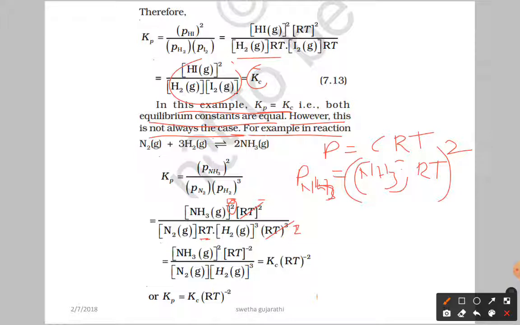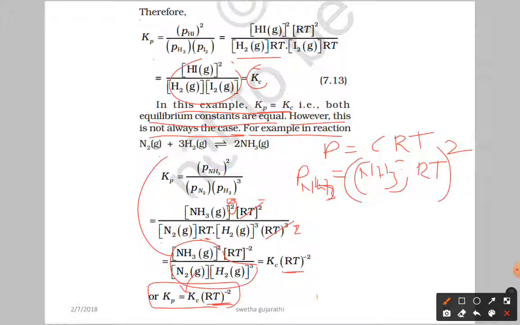In the denominator we have, so if it goes upside, it will become -2. So now what we are left with here, this total term is equal to Kc. This total term you can write as Kc. For this equation, if you write the expression, that is equal to Kc. So this total I am writing as Kc. So what you are left with is RT to the power minus 2. Now this is the relation for the above equation.